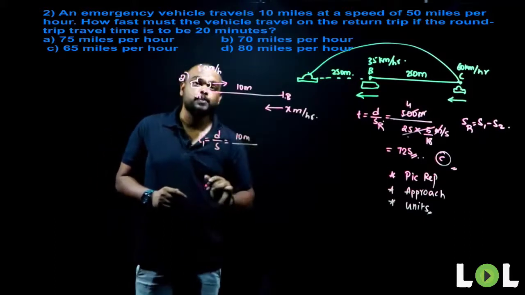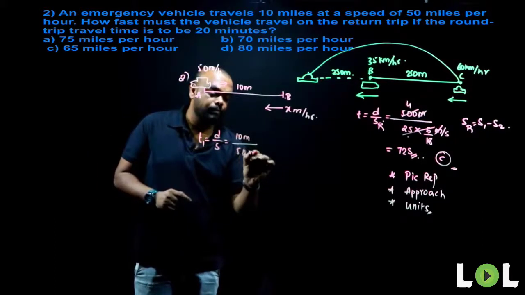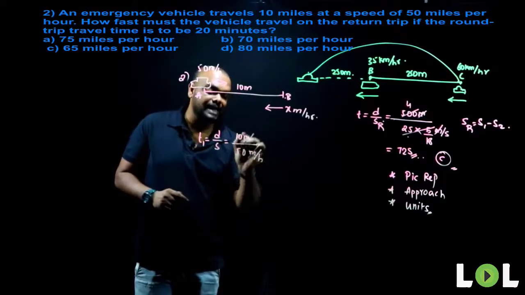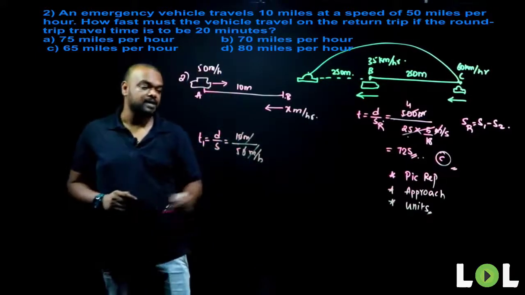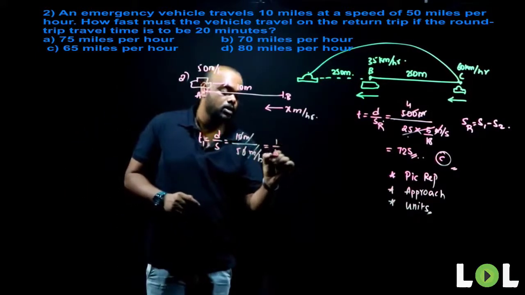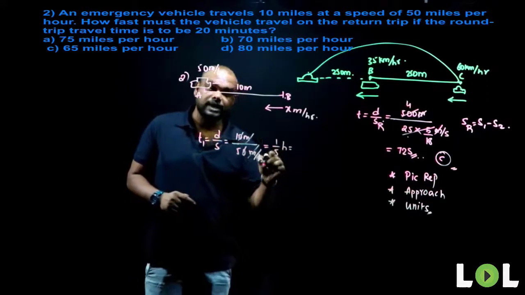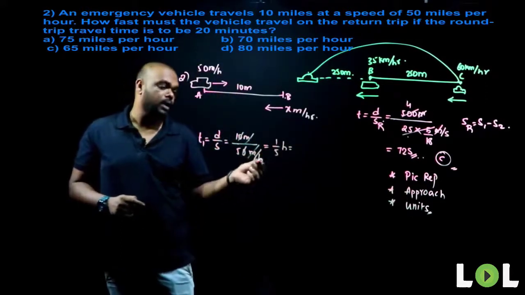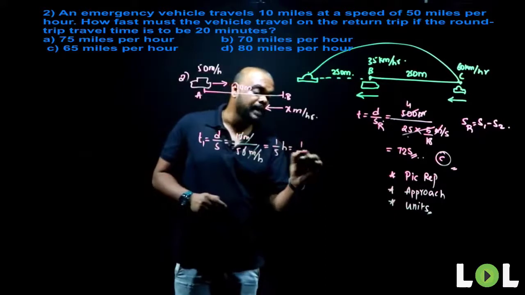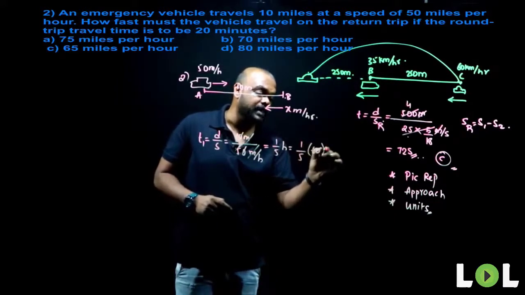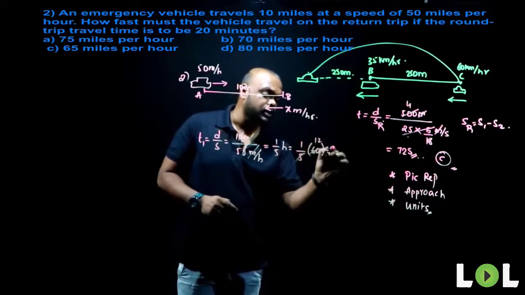Divided by, what is the speed? 50 miles per hour. Okay, miles cancel, 1 by 5 hours. 1 by 5 hours means you can consider it as minutes also. Minutes, it becomes 1 by 5 of 60 minutes. That will be 12 minutes it took.